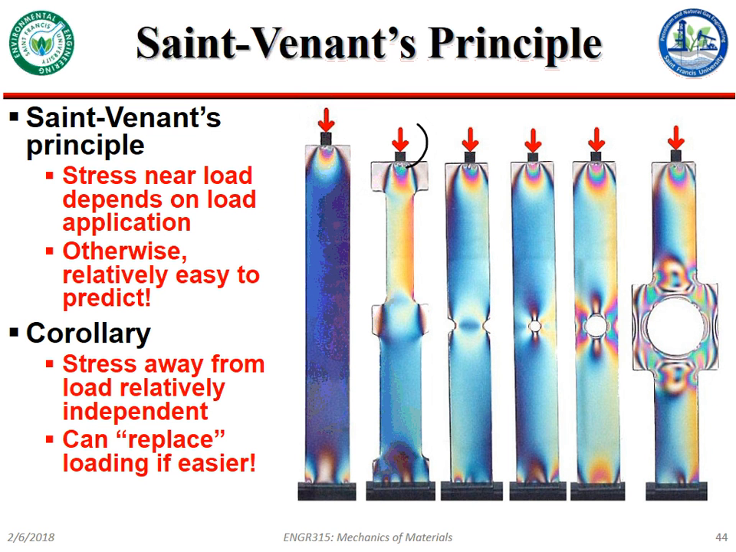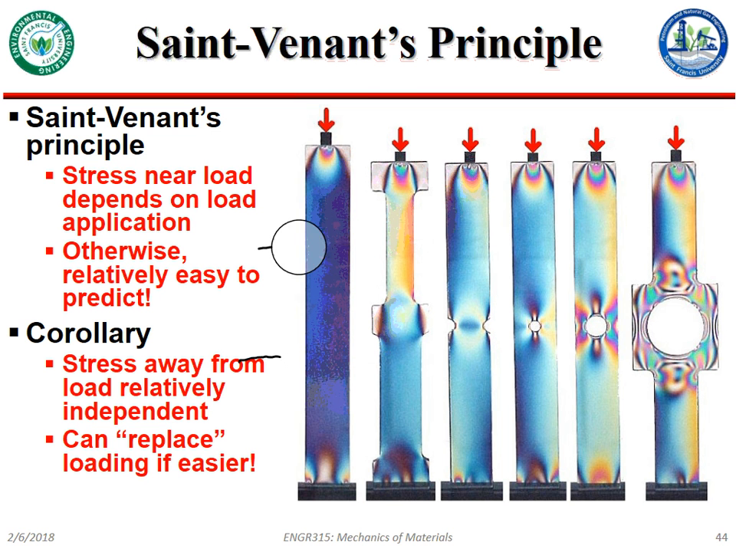The stress away from a load is relatively independent of the load, and we can replace that loading with something more convenient if we want to. For example, if I take a section through here, I don't have a point load now, I'll have a uniformly distributed load across this section, because it doesn't matter what the load distribution is anymore. I can assume that it's independent of however it was applied. All right?